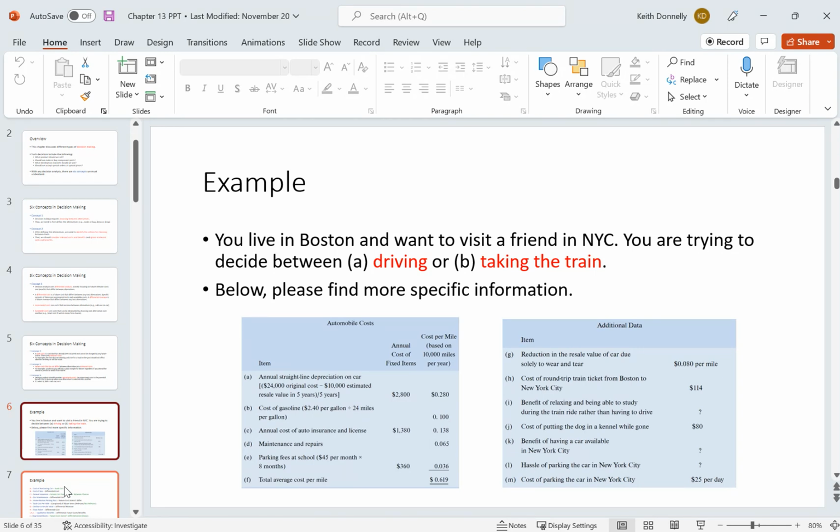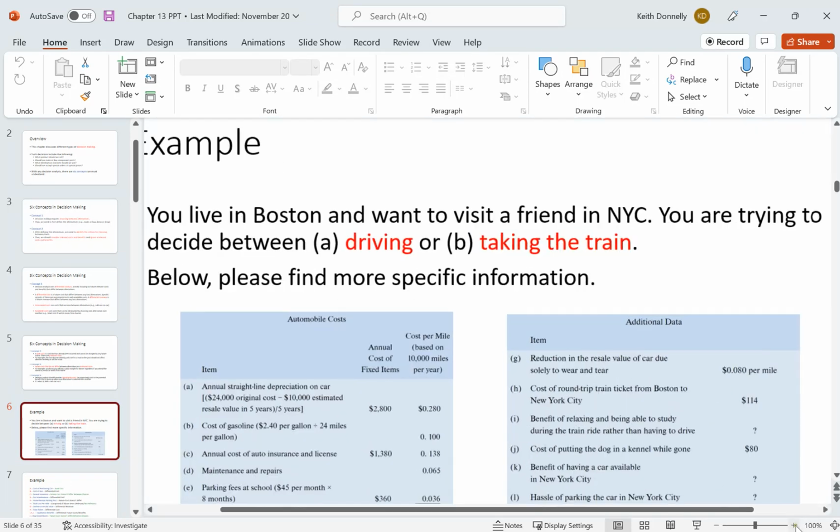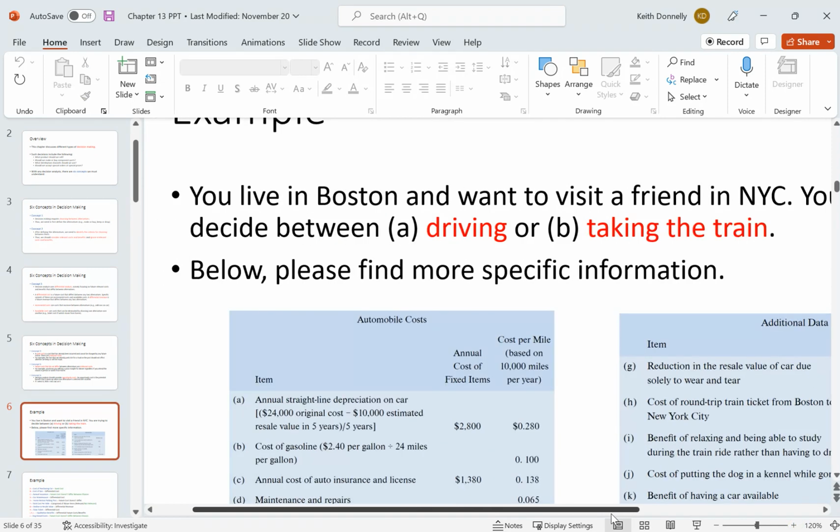All right, so with that, let's look at an example here. It says you live in Boston and you want to visit a friend in New York City. You're trying to decide between driving there or taking the train. Below, please find more specific information. Okay, so let's kind of zoom in on this.